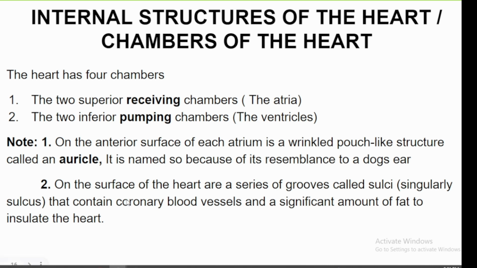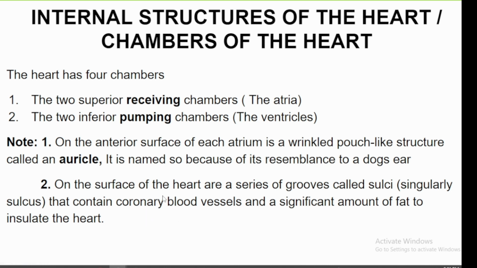And then the second point: on the surface of the heart are a series of grooves. When we say grooves, we are talking about like holes, or should I say gutters. A series of grooves like gutters, called sulci, singularly sulcus. So on the surface of the heart are a series of grooves called sulci that contain coronary blood vessels and a significant amount of fat to insulate the heart.